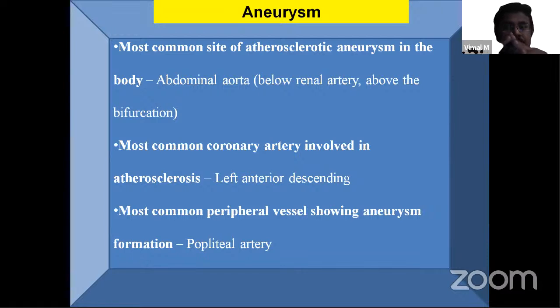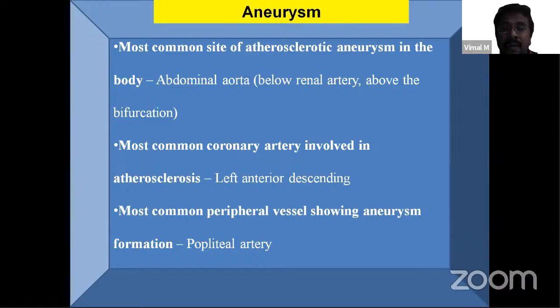So that is the area before the bifurcation and below the renal artery, which is where the aneurysm will occur. Okay. Then the commonest coronary artery involved in atherosclerosis is the left anterior descending artery. So the most common artery involved in atherosclerosis is the left anterior descending artery.